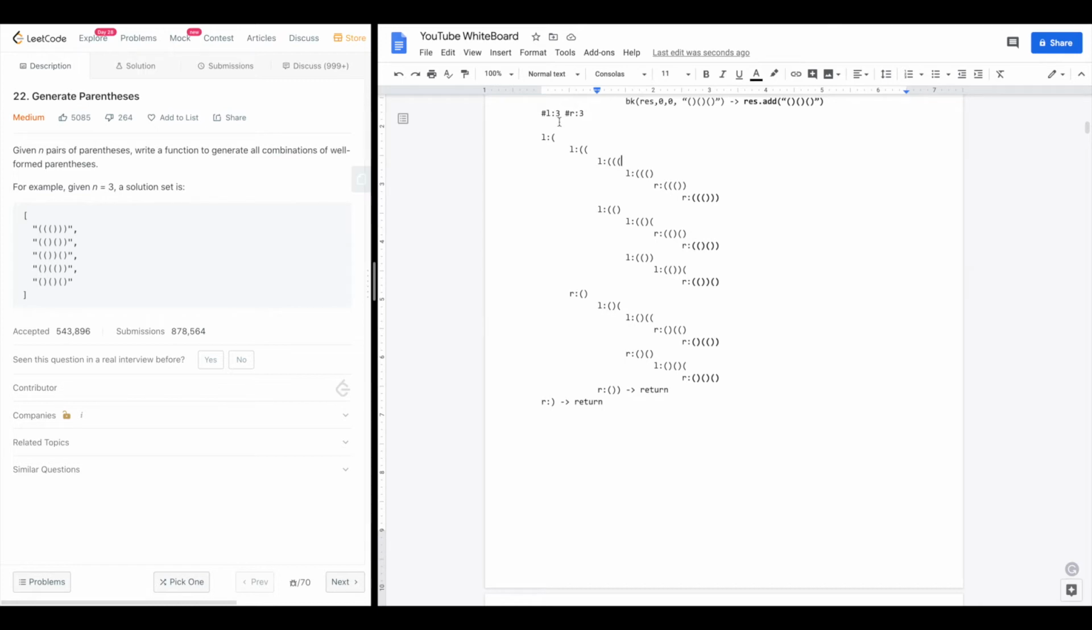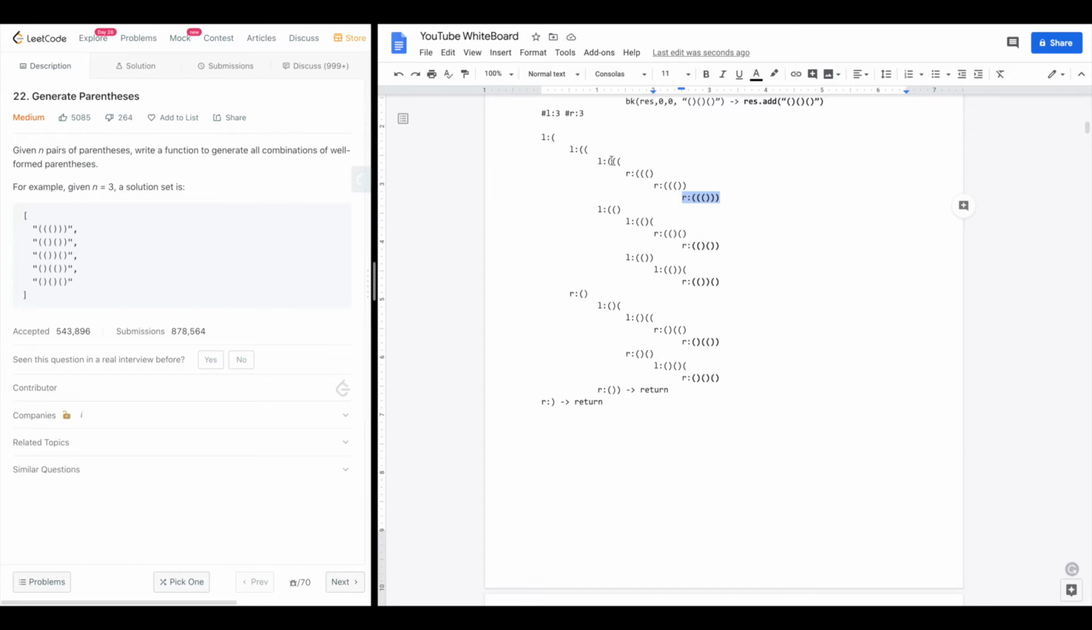After I use all of my left parentheses, I use the right parentheses, and over here the right parentheses. This is a solution, because in this step the remaining left parentheses is 0 and the remaining right parentheses is also 0. So we add it to the result, and I return to the last step.